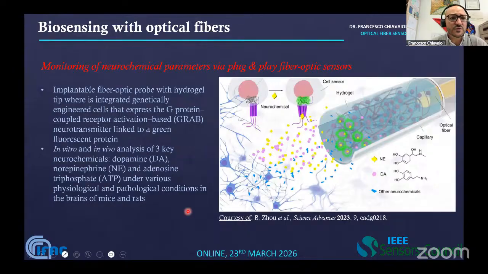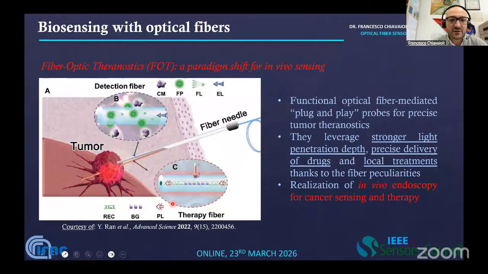Another interesting example is to use optical fiber combined with a hydrogel matrix to engrave and trap some neurochemical receptors on the tip of the fiber. This system has been tested in vitro and in vivo for the detection of three different neurochemicals, dopamine, norepinephrine, and adenosine triphosphate, under different physiological and pathological conditions, and tested in the brains of mice and rats.